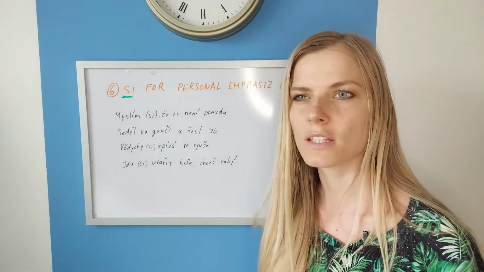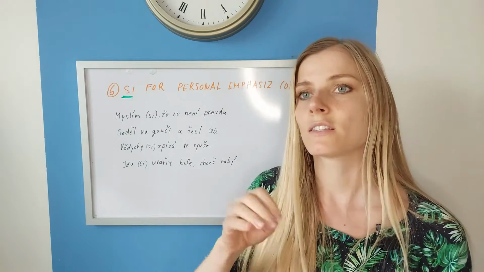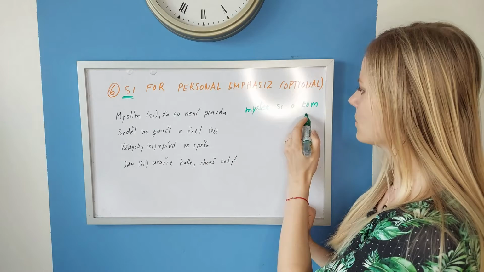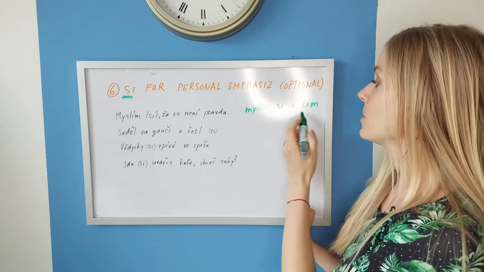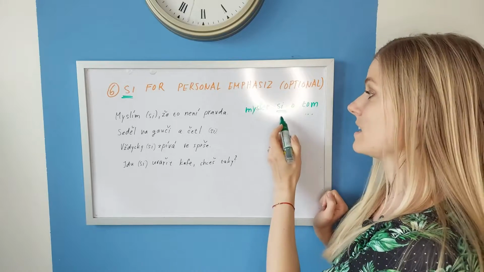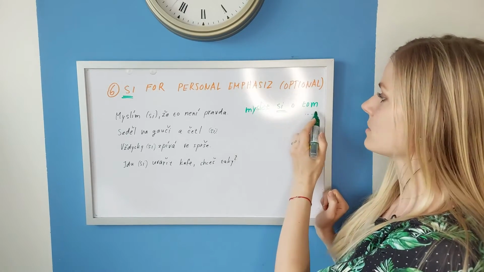Keep in mind that myslím si, when it's followed by a preposition like myslet si o tom, it has to have si. Myslet si o tom něco. To have an opinion about something. This is a different case, because here si is obligatory. It's a part of a phrase. To have an opinion about something.